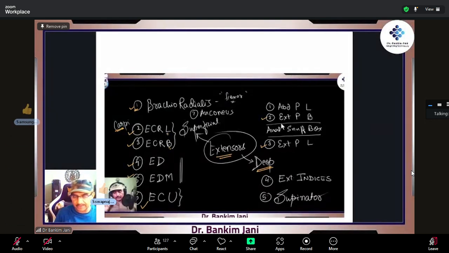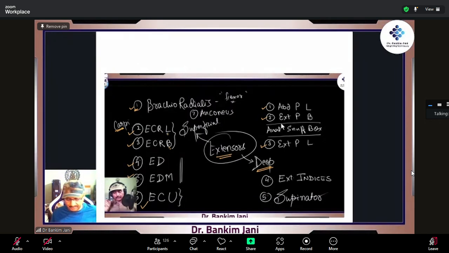So this is extensor pollicis brevis. Brevis chota, right? And this is longus on the opposite side. And then there is abductor, right? Abductor, adductor, right? So this is abductor pollicis longus. So that is also there. This is nothing but anatomical snuff box.